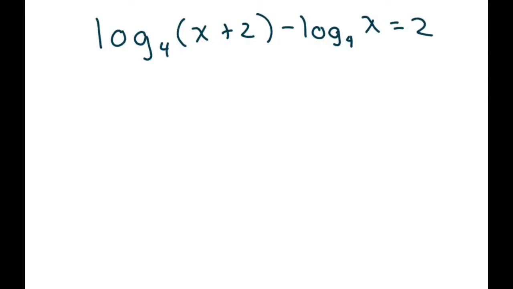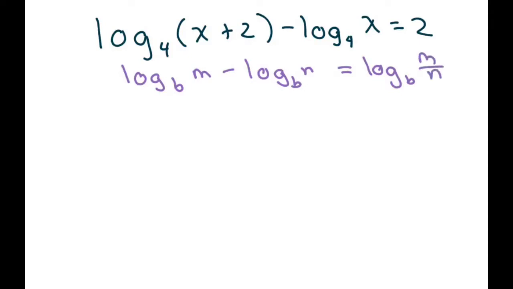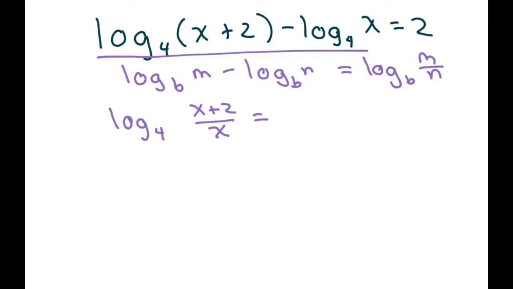The next one, I'm going to use my quotient property. So if I have log base b of some m minus log base b of some n, that equals, as a single log if you condense it, log base b of m over n. So that's what I'm going to do with that. I'm going to write it as a single log and condense this. So that's going to be log base 4 of x plus 2 over x equals 2.